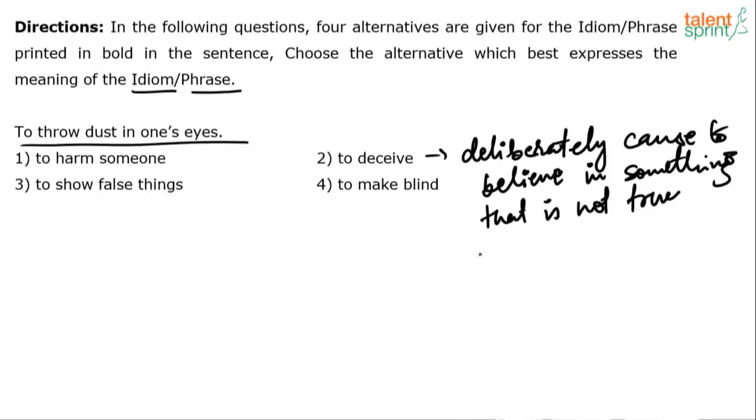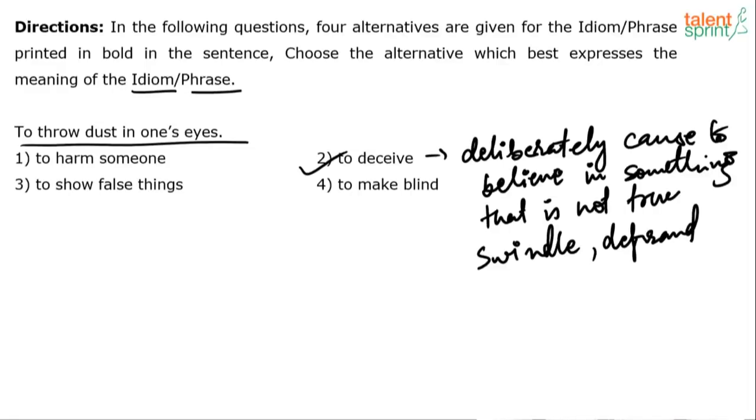the other synonym which is very important is swindle. Okay, swindle is another, or defraud is another synonym for deceive. So yes, this is an idiom which means to deceive someone. So the right option will be option number 2, to deceive.